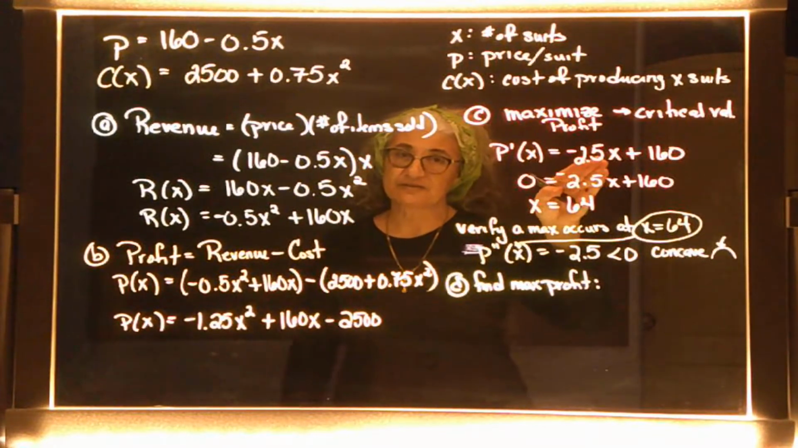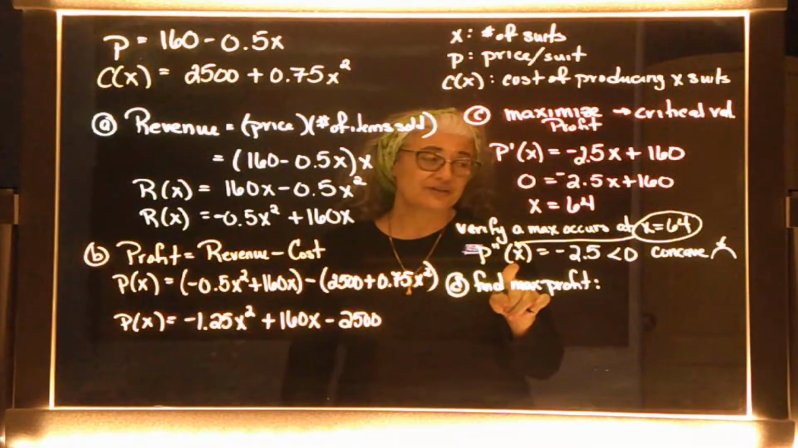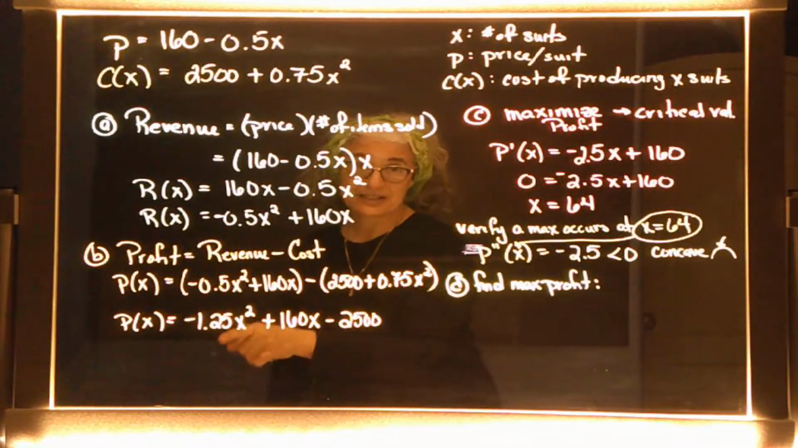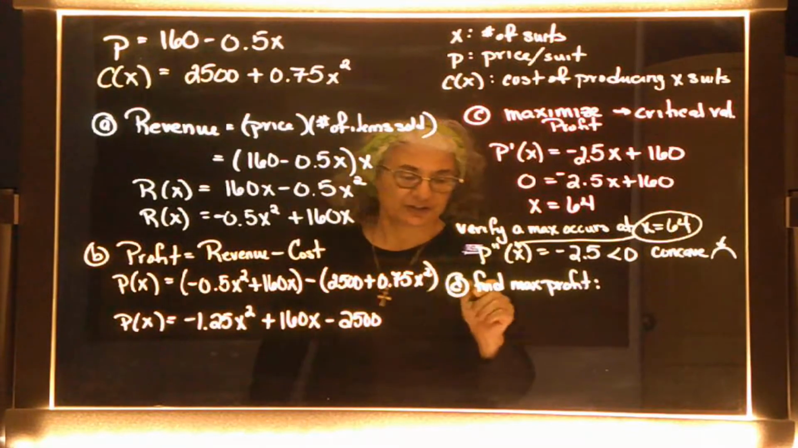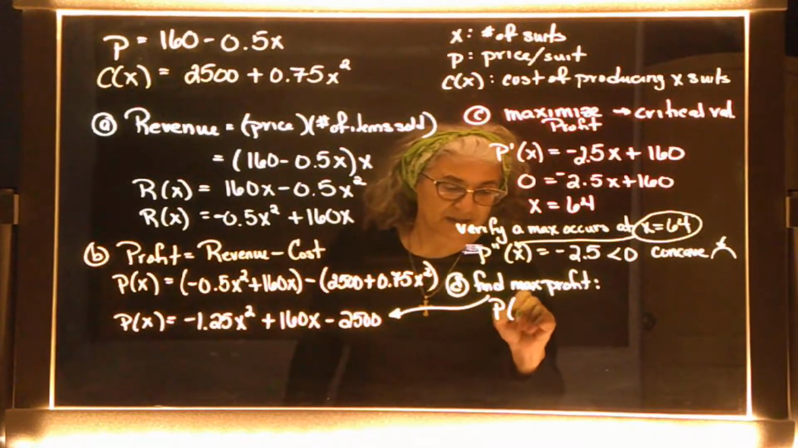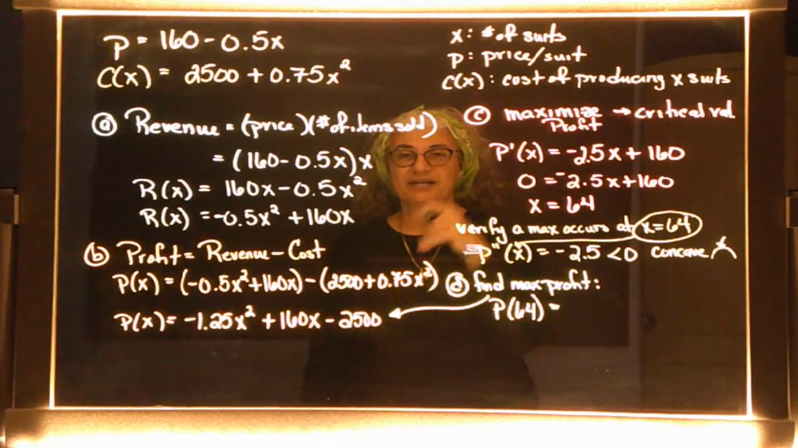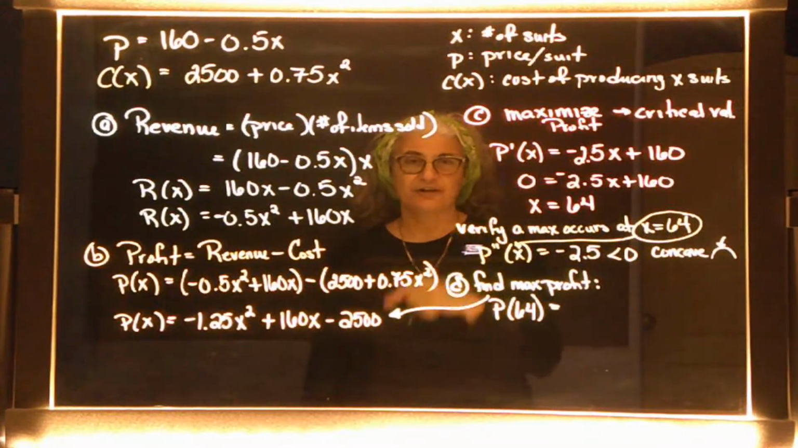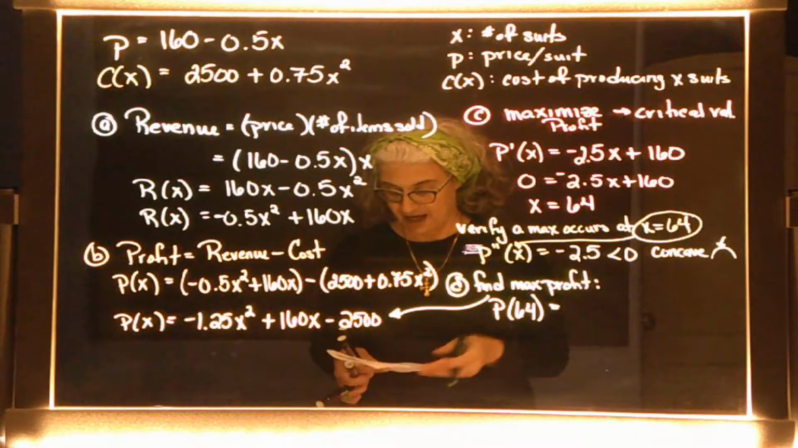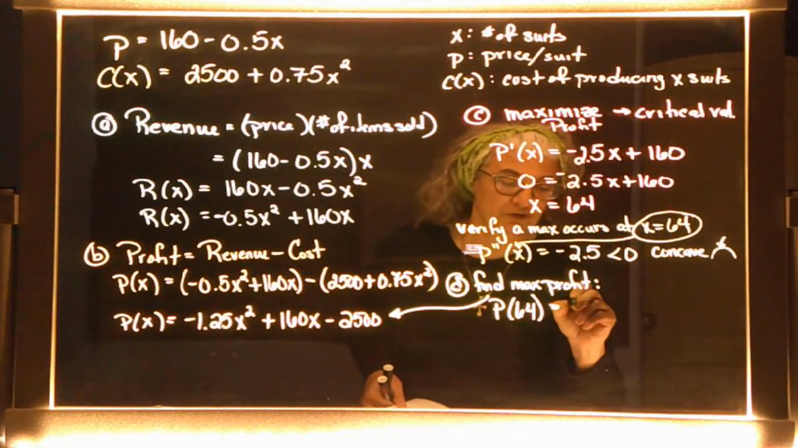I'm plugging it into the profit function. Not the first derivative, because the first derivative gives me the critical value. Not the second derivative, because that tells me concavity. I want the actual profit, so we've got to plug it into the profit function over here. So we're going to use that function, and we are going to find P of 64. Cool? Okay, take a few moments, go plug it in, go find it, pause the video if you need to, and then come on back when you got it.